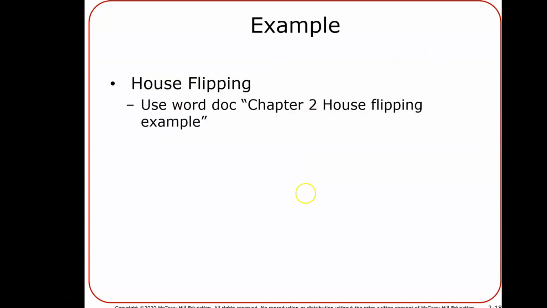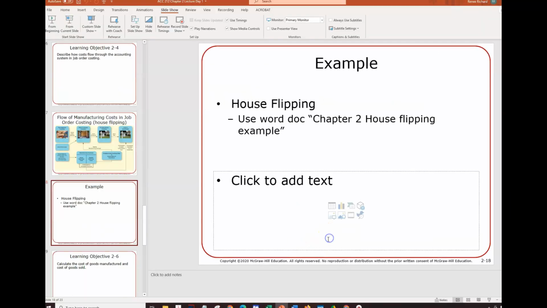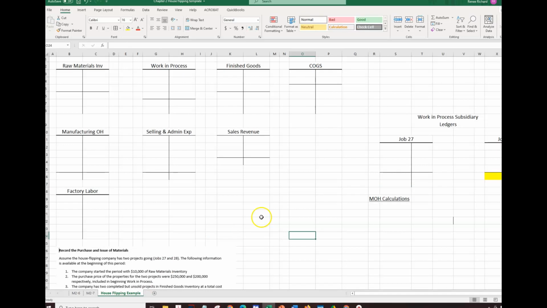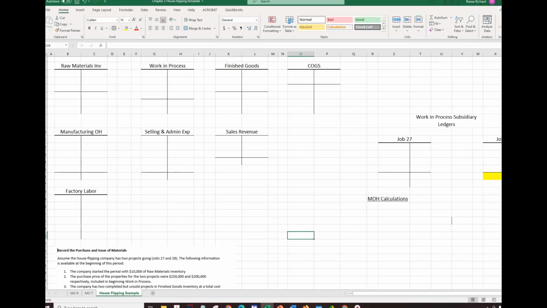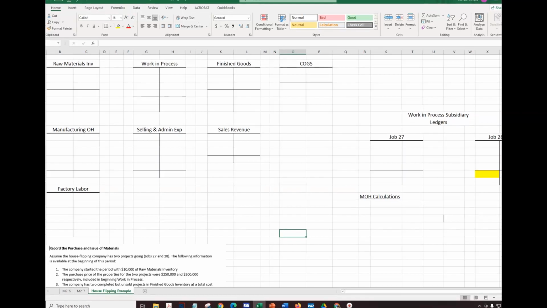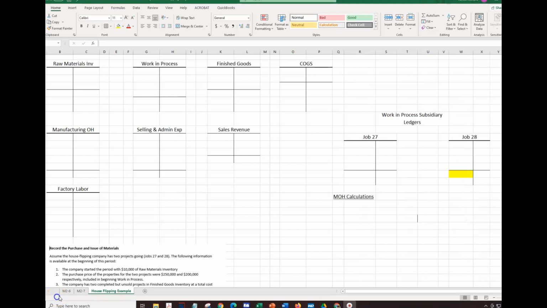We're going to do this house flipping example. And I have it in here for you. And they actually show this in the other set of slides, but I want to do it here, and I want to walk you through it. Let's see if I can get this. Okay. So I've made T accounts for everything.